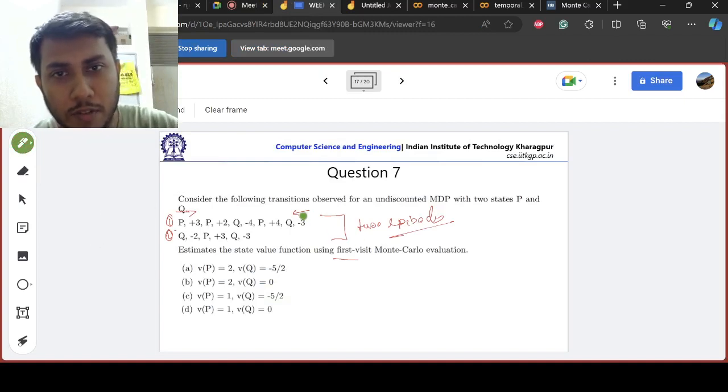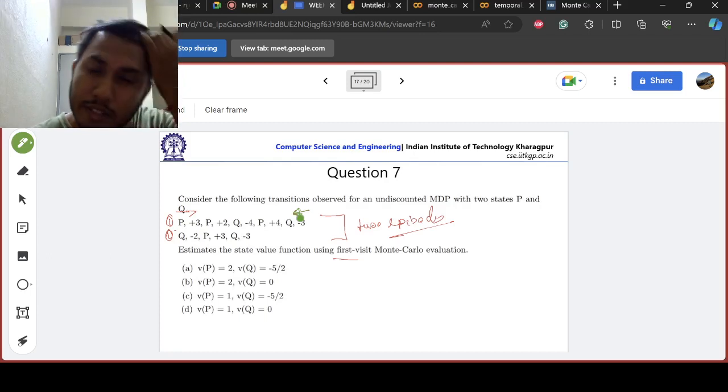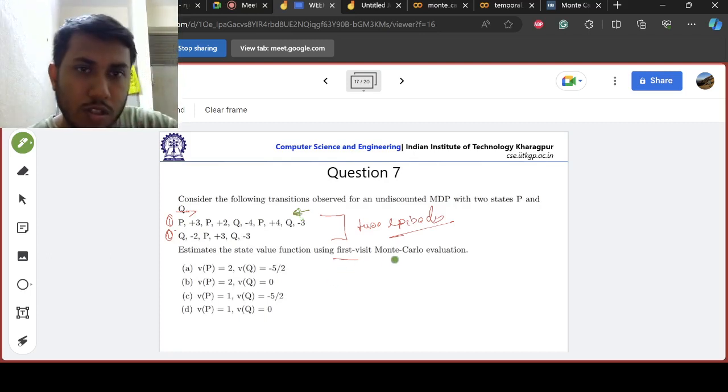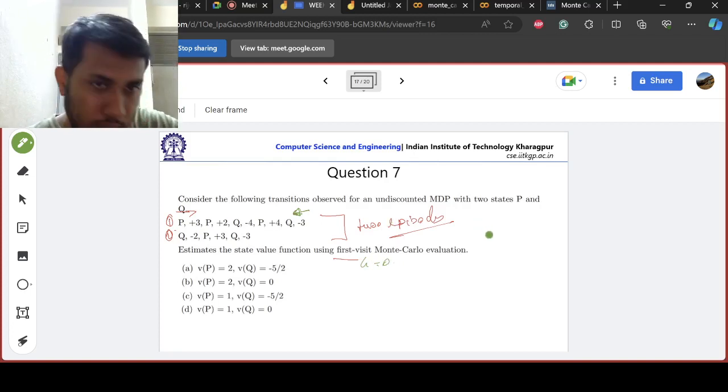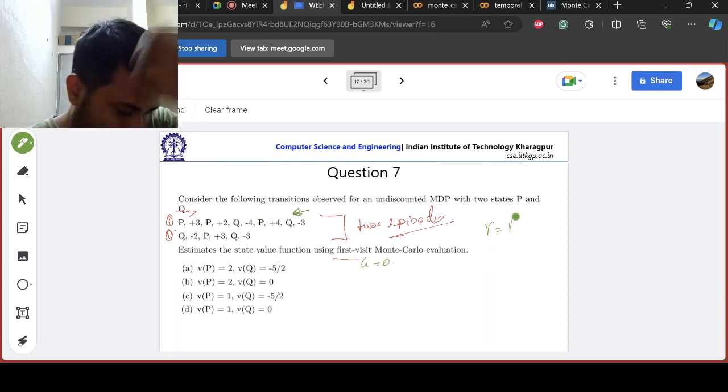So you start from this side, right? You always start from this side, from the last date. Okay. So G initial will be 0, and now we will update it. Just for the sake of it, let gamma equal 1. Okay?